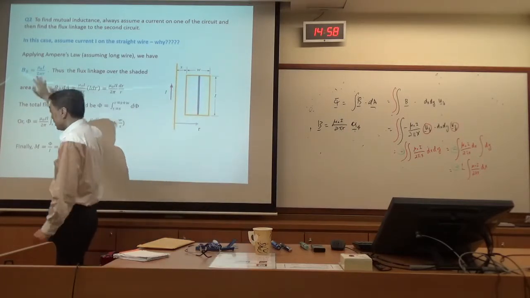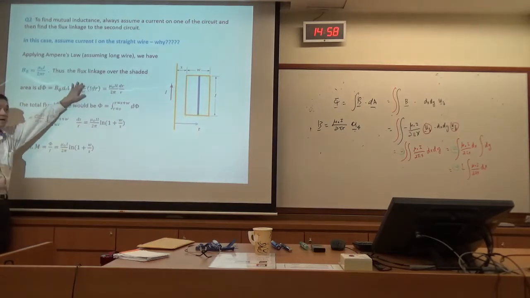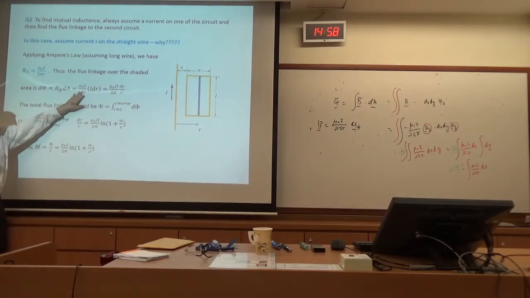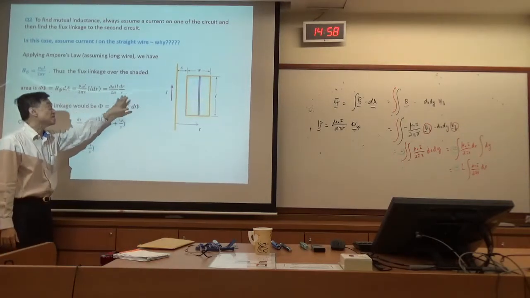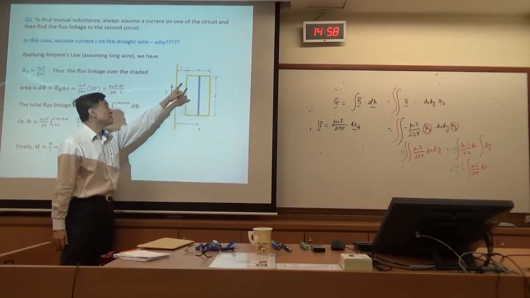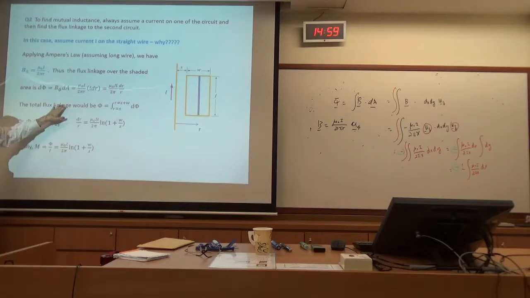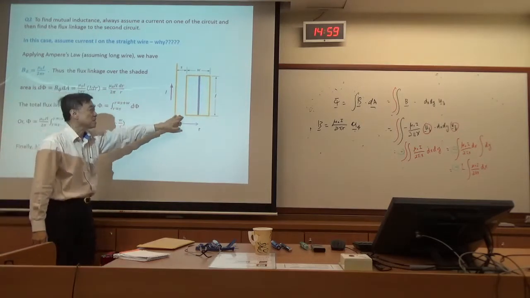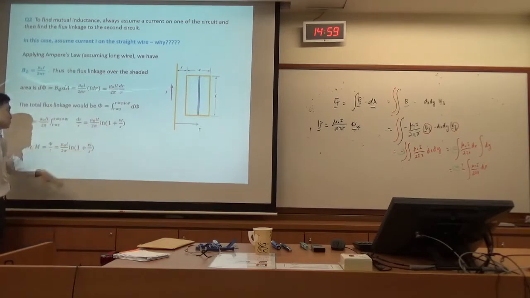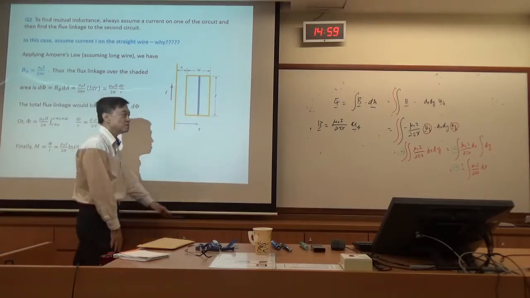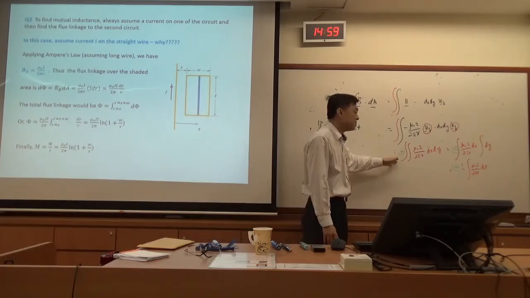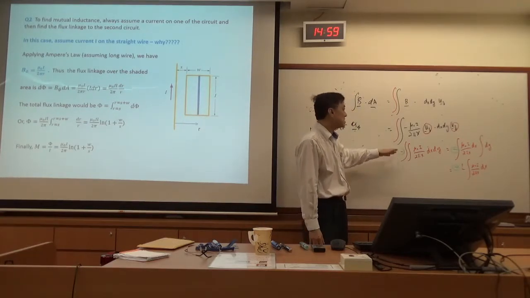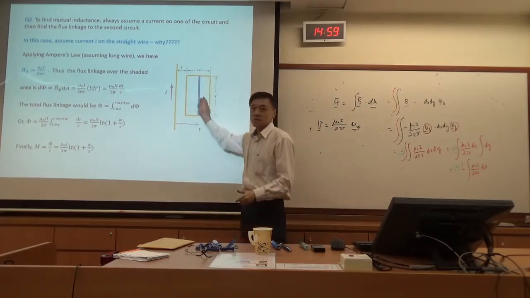If we do it this way, my B is mu naught I over 2 pi r. This small elementary area is L dr. So the total flux is just integrating from r equal to S to S plus W, and that's what you get. The mutual inductance M is equal to flux over I. I just want to preempt some of your questions: why is there a minus sign here, and why can I write it this way?